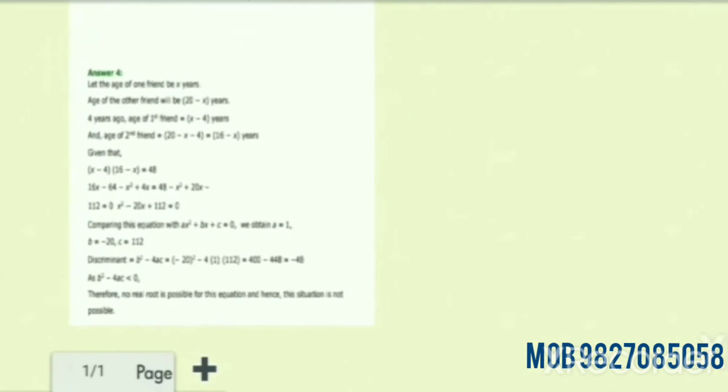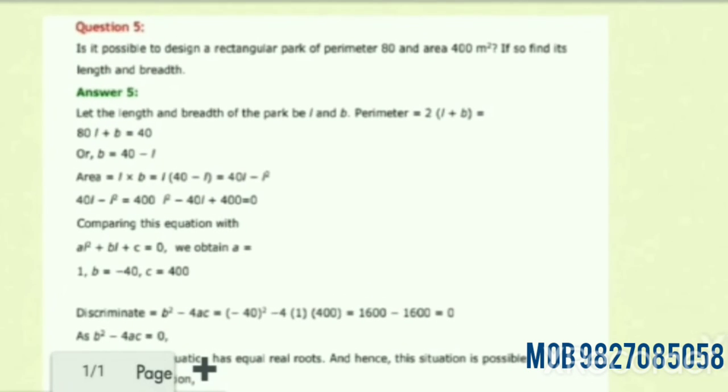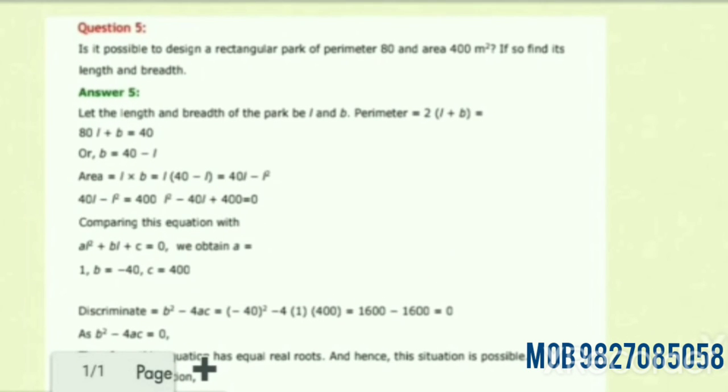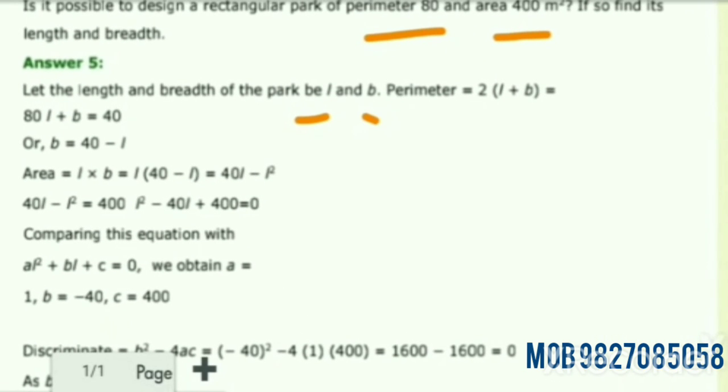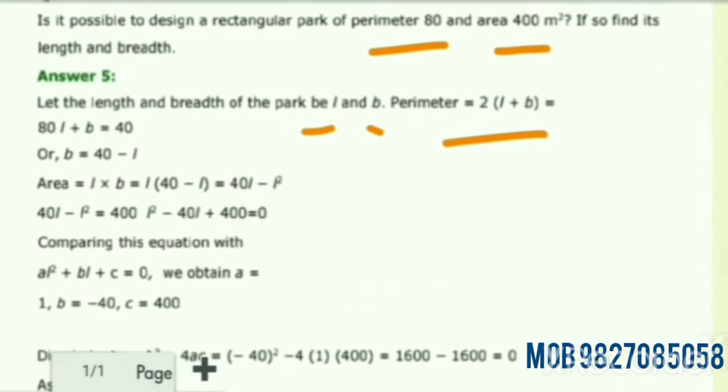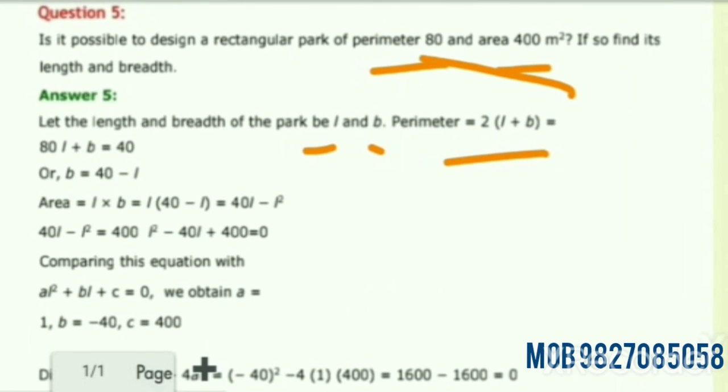Okay. Now question number 5. Again, is it possible to design a rectangular park, perimeter 80 and area 400? Let me check. Here we can say suppose L is the length and breadth is B. So perimeter becomes 2 into (L plus B). But according to the question, 2 into (L plus B) is equal to 80. Okay.